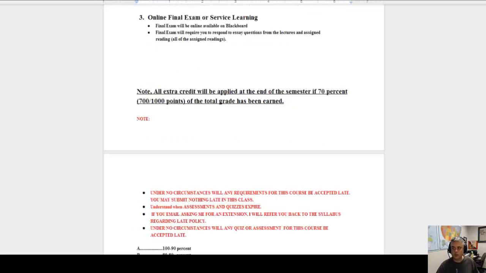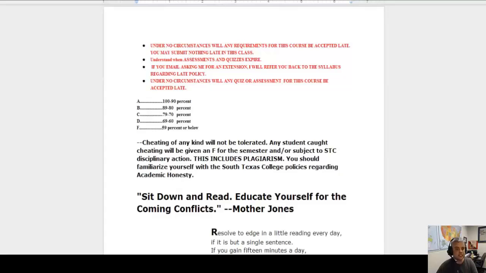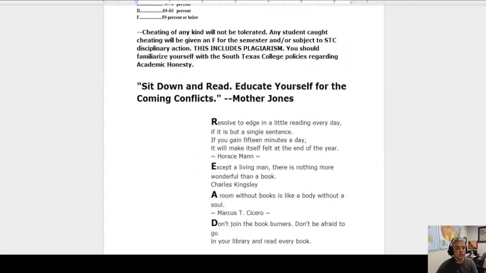Let's see here. Any extra credit available? There will be extra credit available. The thing you need to keep in mind is that you have to earn a 70% outright for your extra credit to be applied to your final grade at the end of the semester. So in other words, you can't earn an outright D in the course and get a C or a B in this class because of extra credit. So keep that in mind.